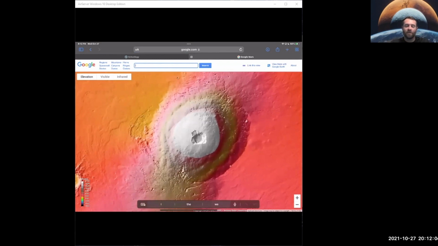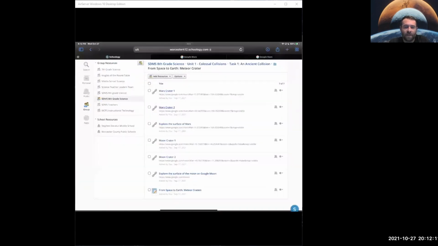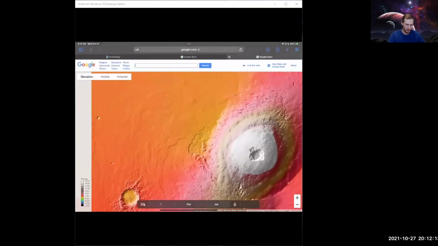So Caleb, go over to the next one. Go to Olympus Mons. I think it's to the left, or Mars Crater 2. Oh, nope, maybe it's not. Sorry, I'll just scroll over because I know what you're talking about.